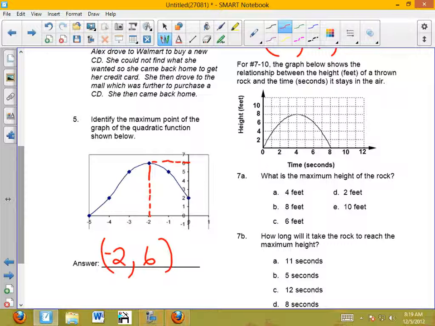What's the maximum height of the rock? Height is your y-axis. The maximum height is 8 feet. How long will it take the rock to reach the maximum height? I come down here. I find that it is 4 seconds.